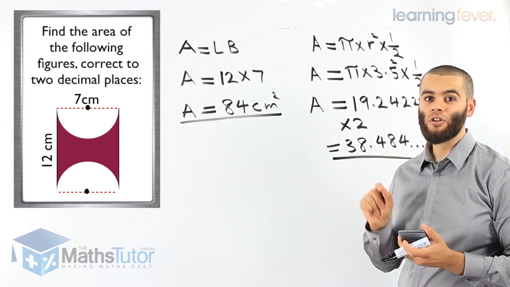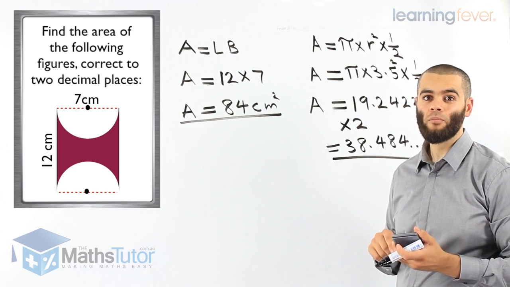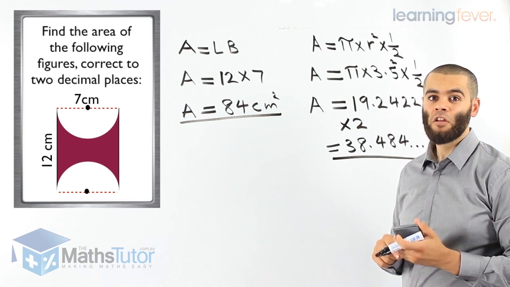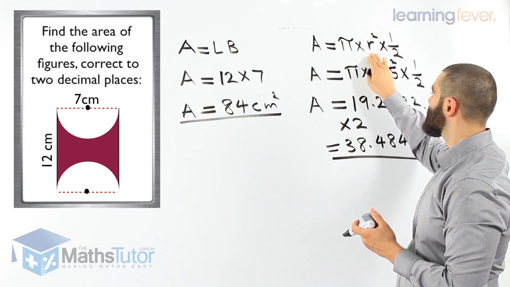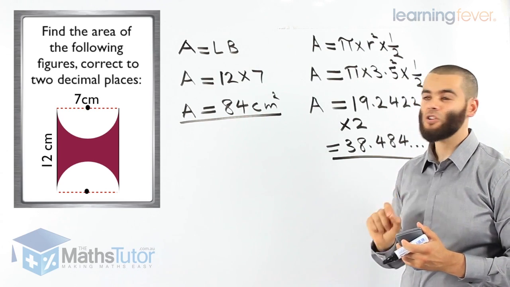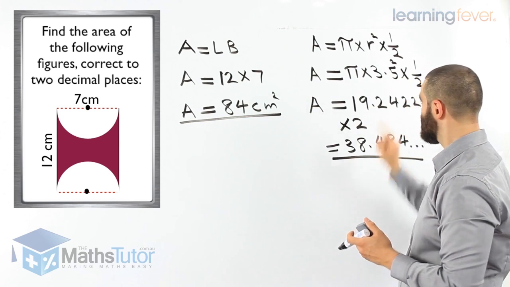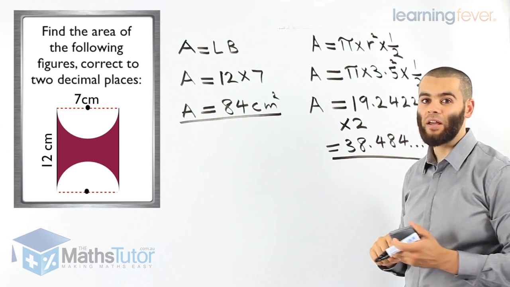Before we take away, I want to show you that in fact a semicircle on top and a semicircle on the bottom make one full circle. So we could have just said pi r squared, and we would have got straight away the answer 38.48. But I just wanted to show you that we are working two semicircles, and we halved it, then we doubled it again, and we got one full circle anyway.